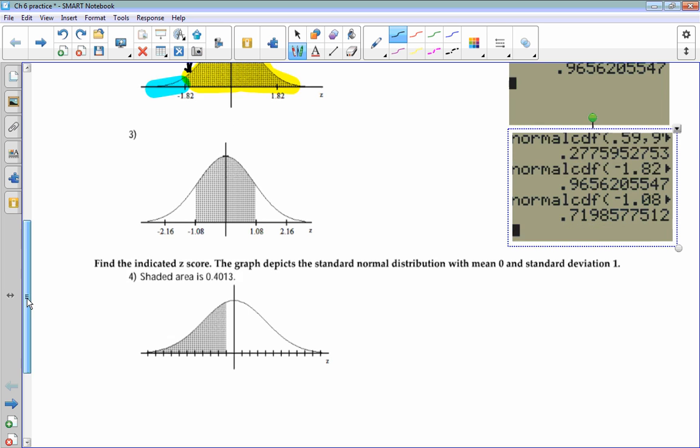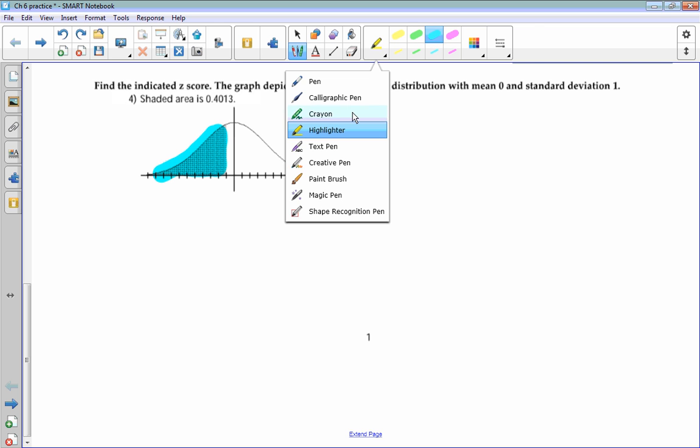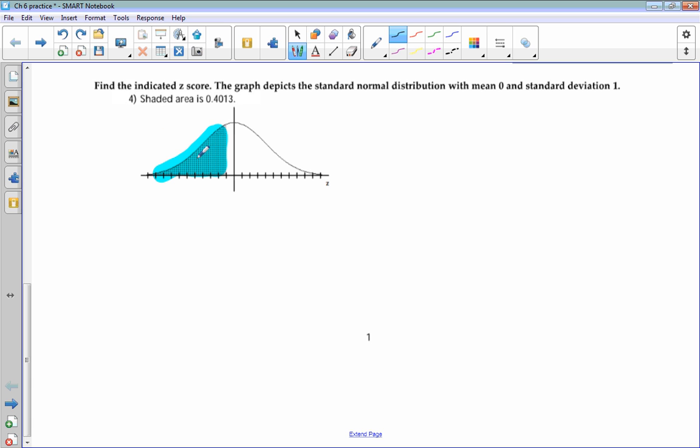Let's continue here with 4. Now 4 flips things on you. Now we're finding z-scores. We're not finding area. We are given the area. So we know that this area is 0.4013. It's very important you don't confuse z-scores and area.